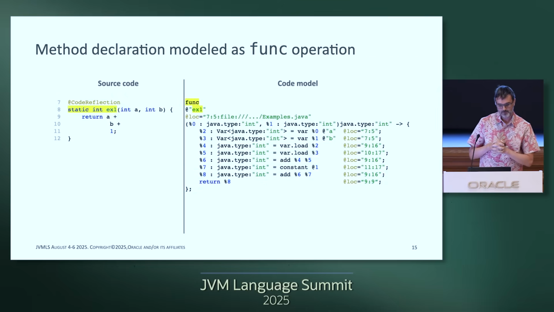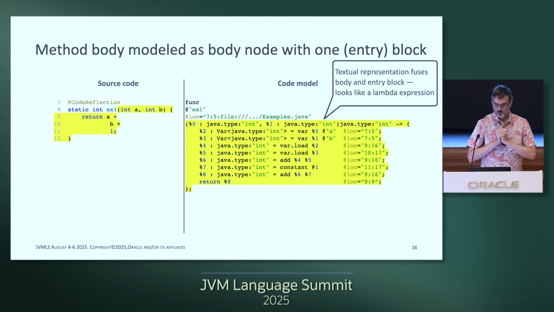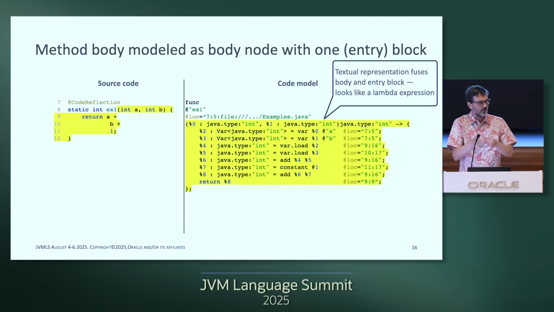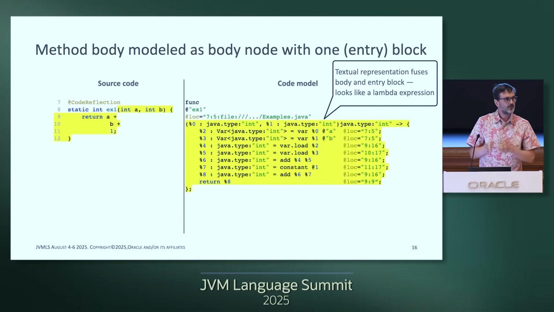So first of all, we model a method as a func operation. So we see the func at the top and its name as an attribute, a property of the operation, like so. We model the body of the method as a body and an entry block, and you can see the textual representation here fuses the body and the entry block together. So the entry block's parameters are the parameters of the method. I'll get to that in a moment. It deliberately looks like a lambda expression on purpose because it's kind of like a closure over code. The body represents some closure over code, sort of a function that can capture stuff from outside it.